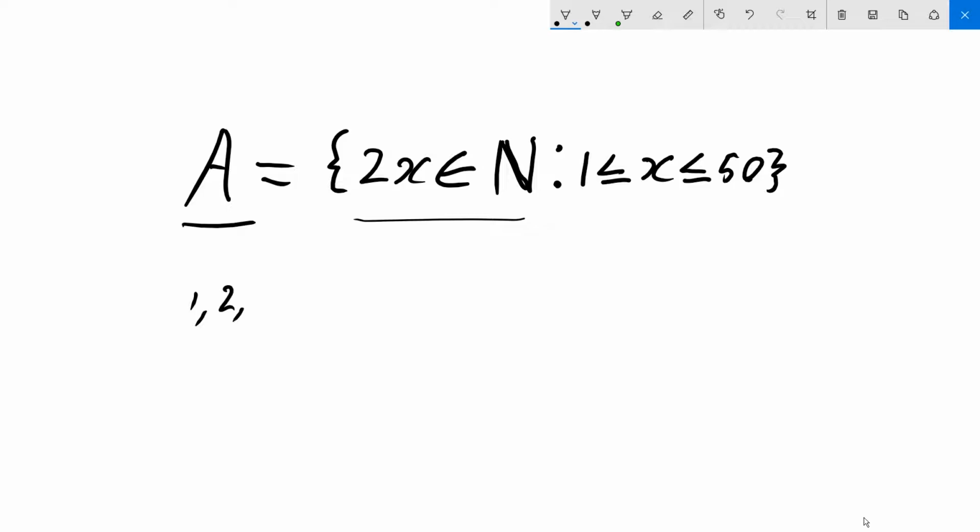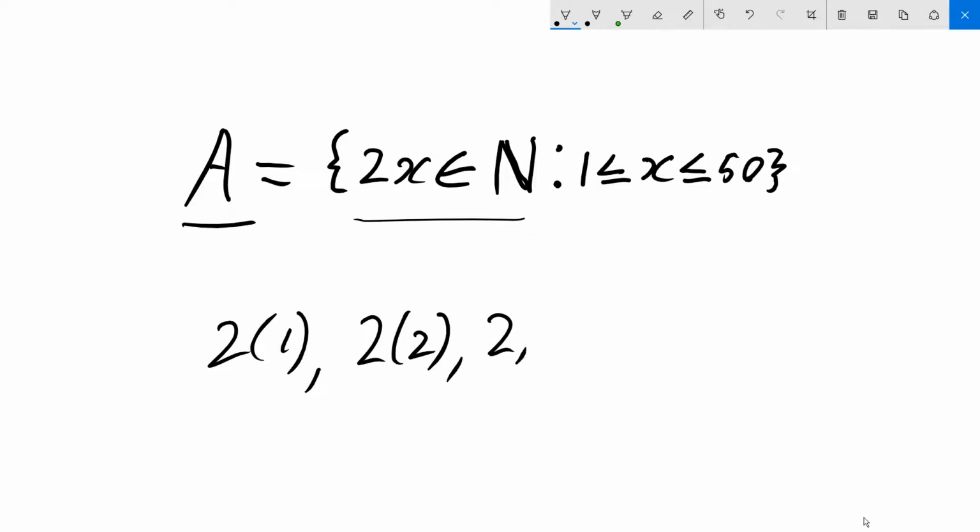So what it's saying is that 2x, where x is a natural number, so numbers like 1, 2, 3, etc. But the rule is that x has to be between 1 and 50. So that means 2 times 1, then the next bit of the set is 2 times 2, and then the next bit 2 times 3, and so on, all the way to 2 times 50. And that's our set.